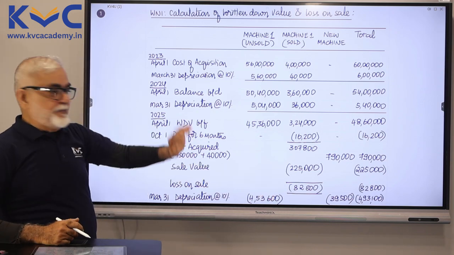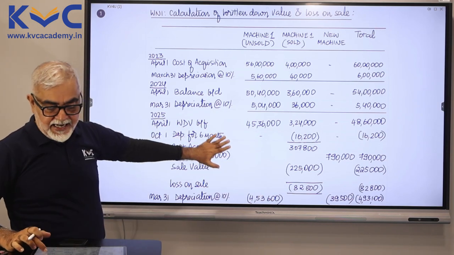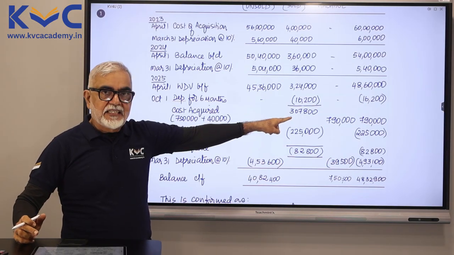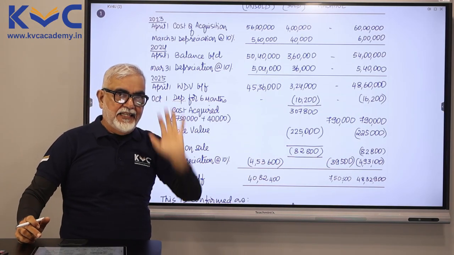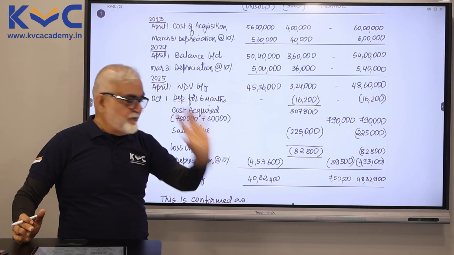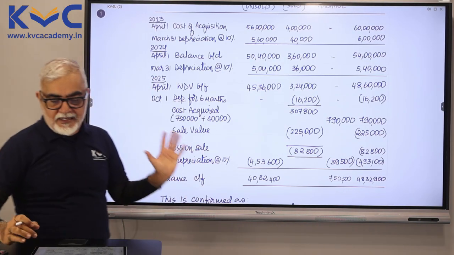As far as the continuing machines are concerned, on 45,36,000 I will charge 4,53,600. The new machine 7,90,000, I have charged depreciation for 6 months. That is why it is 39,500, and therefore the balance. So you prepare these notes.